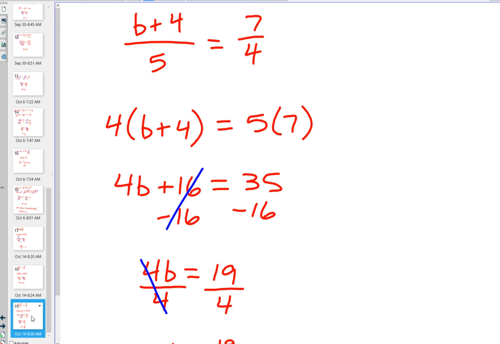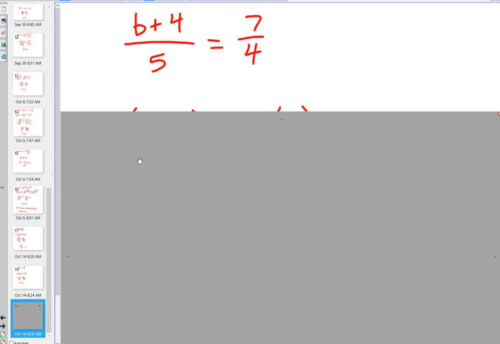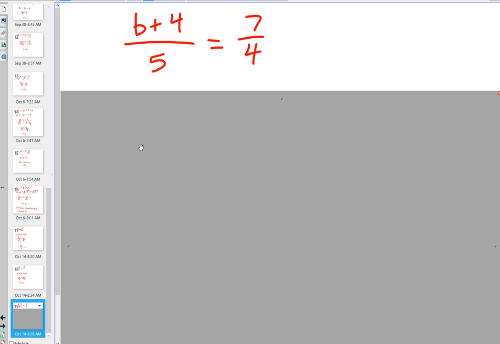Okay, last one before you get your test back. And what's different about this one? The first numerator has 2 terms. So that's fine. I said it better, but that is what you said.